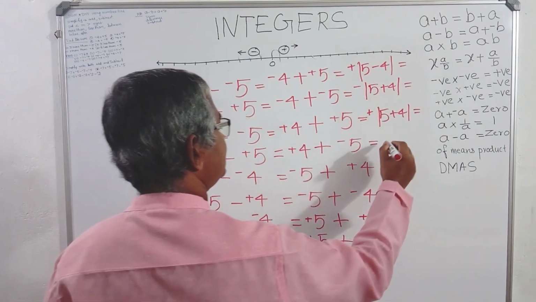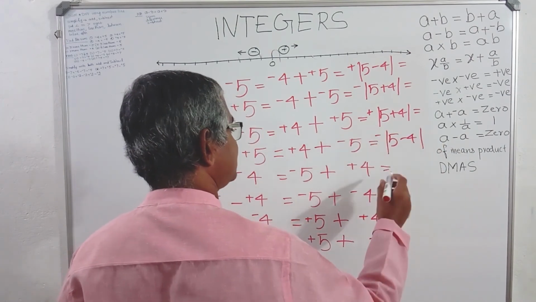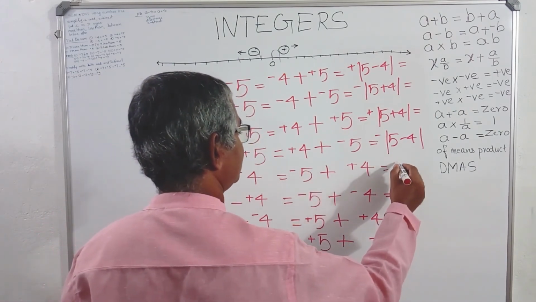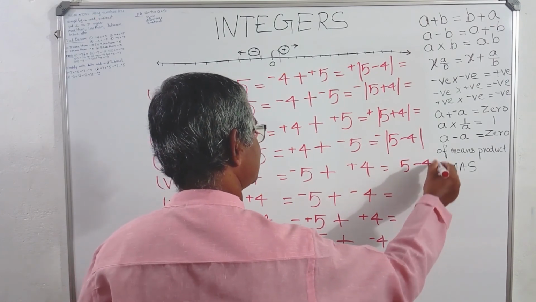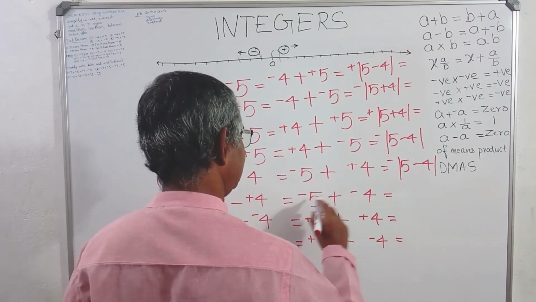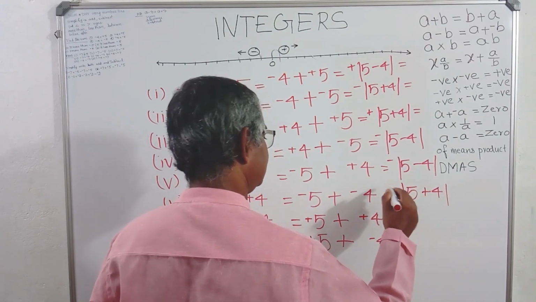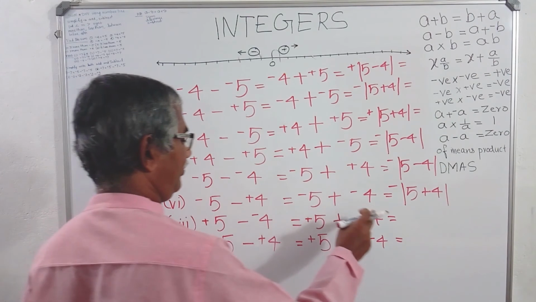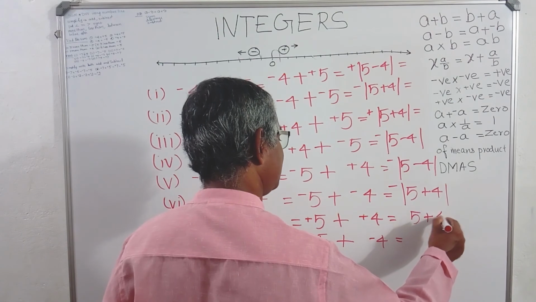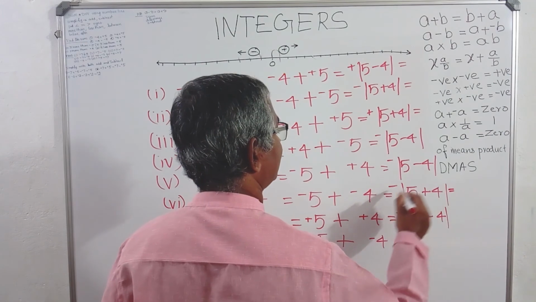Again, one is negative, the other is positive. We are taking the difference of absolute values. Put the sign of the larger absolute integer. Again, one negative, one positive. We are taking the difference and put the sign of the number with the larger absolute value. Again, both are negative. We are taking the sum. Put negative sign. Again, 4, 5 and 4. Both are the same sign, positive. So taking the sum, put the positive sign. You can answer it.